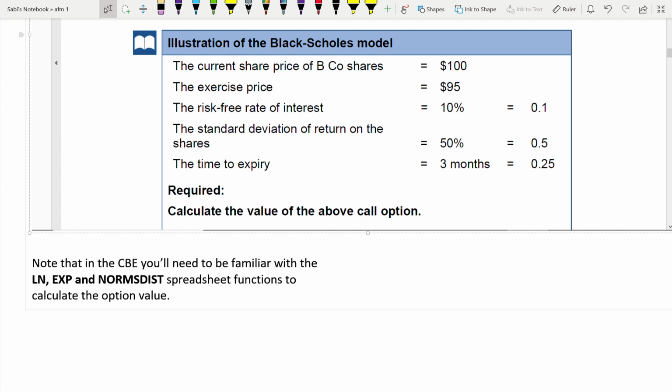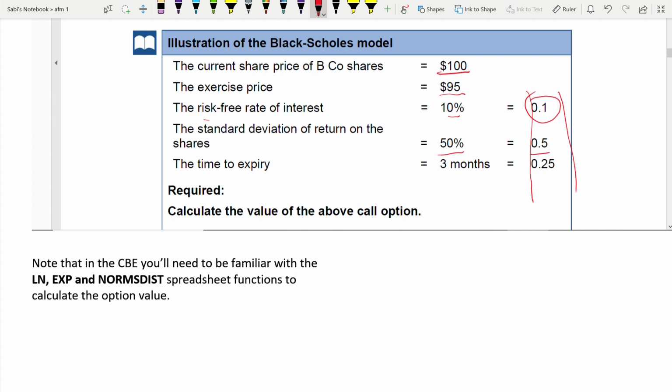Okay, so the current share price is $100, exercise price is $95, risk free is 10%. But remember, when you're taking the risk free rate, you should always take it in terms of decimal. That's why they have already rounded it up for you. But in the exam, they will only give you 10%. You have to do this working. You should always take decimals, no percentages. Even the years you have to take in decimal. Exercise price and share price you can take as it is, 95 and 100. Standard deviation is 50%, but you cannot take 50%, you have to take 0.5.